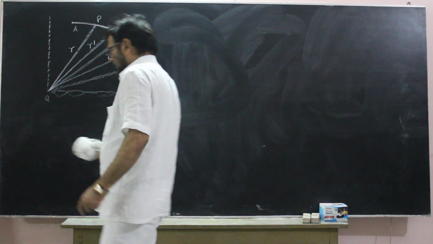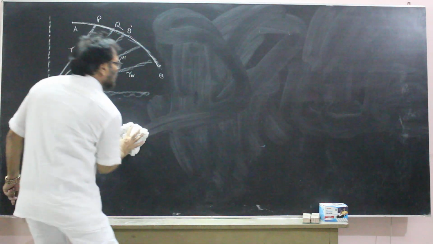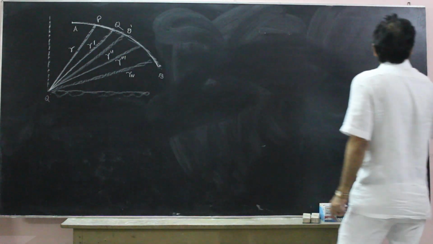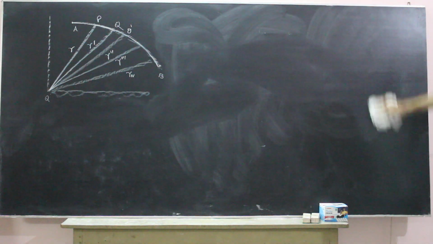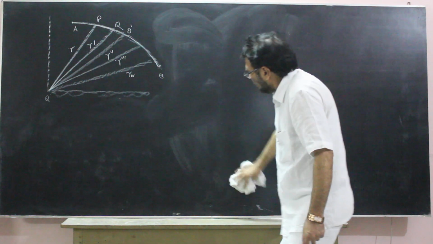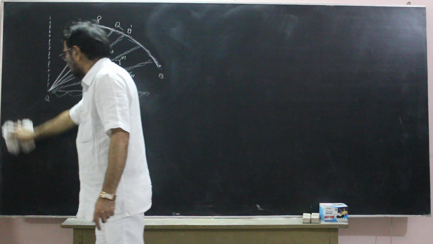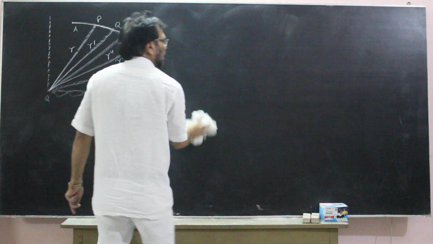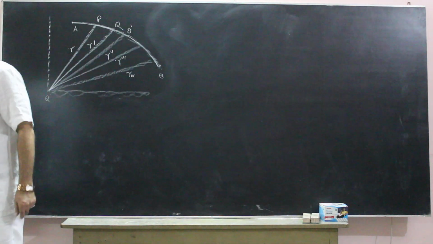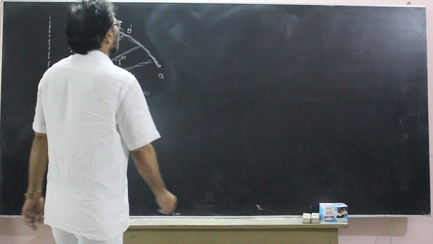Such field for which E dot dl does not depend on path, E dot dl for path L and E dot dl for path L dash, if both are same, then such field are called conservative field. Such field are called conservative field, and the corresponding forces are called conservative force.